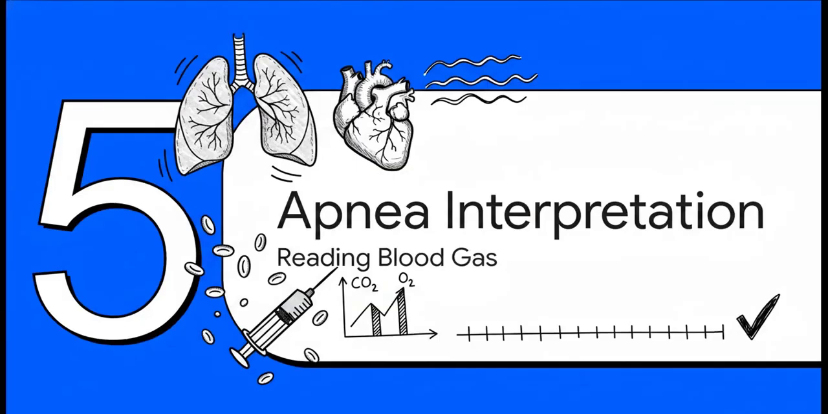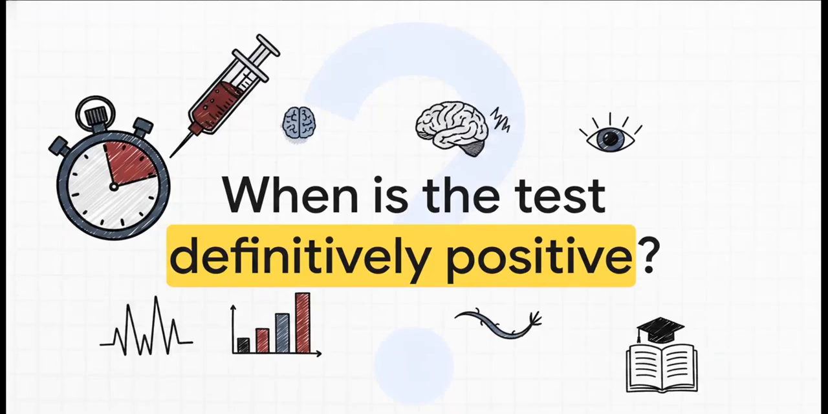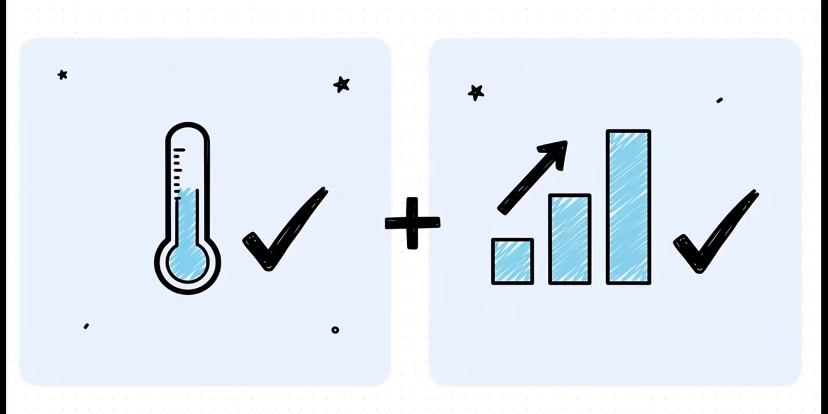Moving on to Section 5. Apnea test interpretation, or reading the blood gas. Okay, so after 10 minutes of apnea, you go ahead and draw the arterial blood gas. But what exact numbers are you actually looking for to confirm the diagnosis? This right here is incredibly high yield for your fellowship exams. Notice the two distinct targets we have laid out here. It's absolutely critical to realize that both of these conditions have to be met for a positive test.